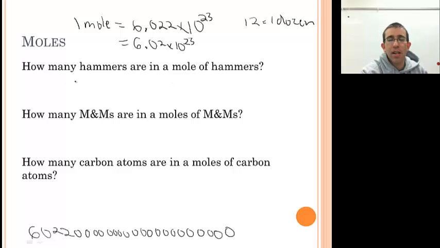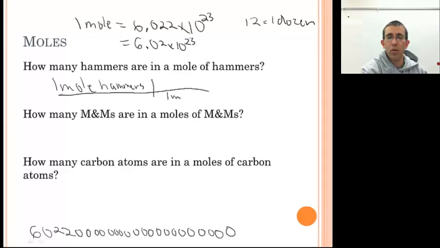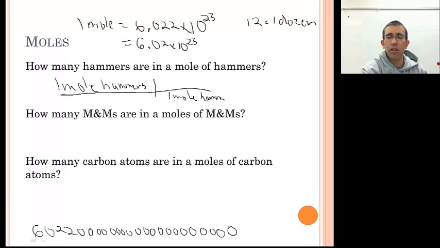Just like 12 is equal to 1 dozen, 1 mole is equal to 6.022 times 10 to the 23rd. So, how many hammers are in a mole of hammers? If I have 1 mole of hammers, for every 1 mole of hammers, I have 6.022 times 10 to the 23rd hammers. So moles of hammers cancels out. So how many hammers do I have? I have 6.022 times 10 to the 23rd hammers.